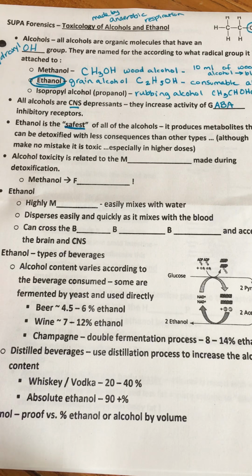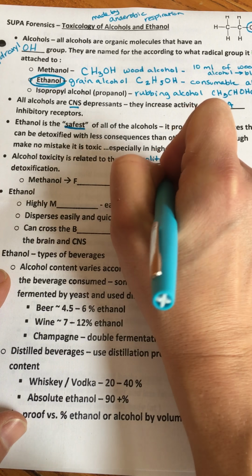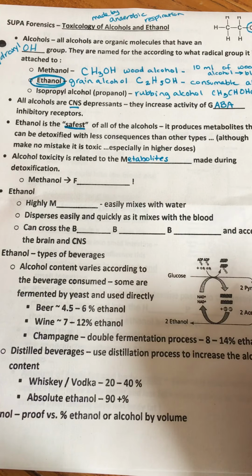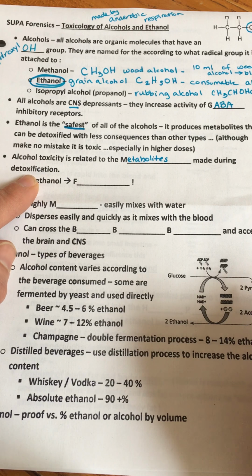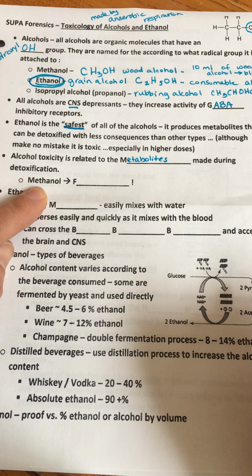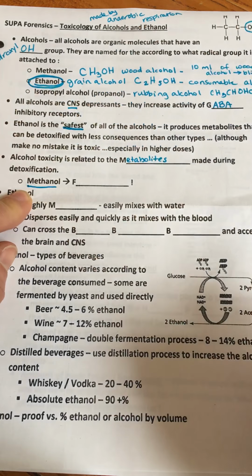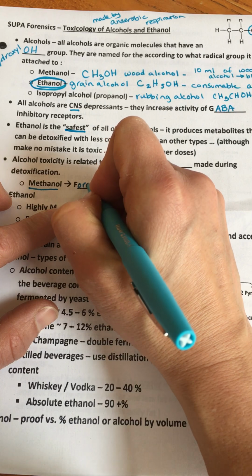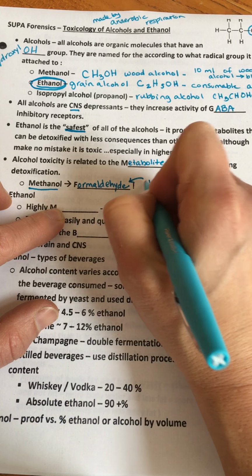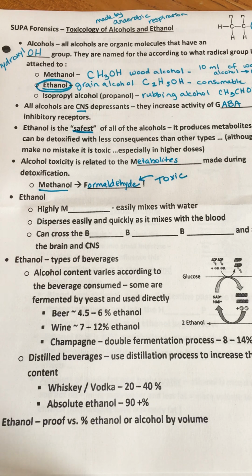Alcohol toxicity is actually related to the metabolites that are produced. Metabolites are what the alcohol is broken down into when it's metabolized by your body. During the detoxification process, the breakdown process in your body, it's broken down into different substances, and that's what's toxic to you. So it's not necessarily the methanol, this wood alcohol, that's toxic. It changes into formaldehyde, another super toxic substance. And that's why methanol is so toxic even in small amounts.